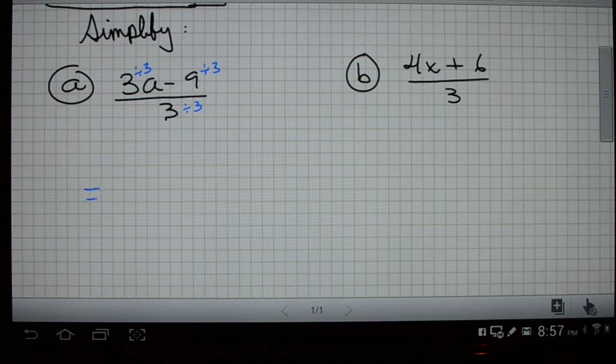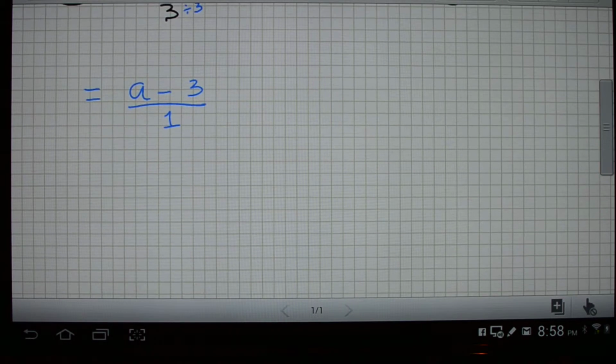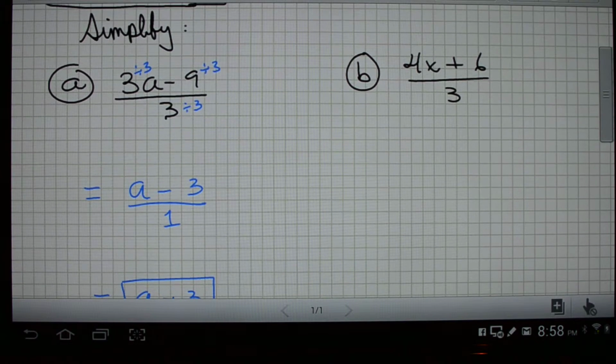It's 3. So we're going to divide each of those by 3. This equals a minus 3 over 1. Guess what? We have it over 1. That means our fraction is gone. That's always a good thing. That's our final answer. Let's look at this second one right here.